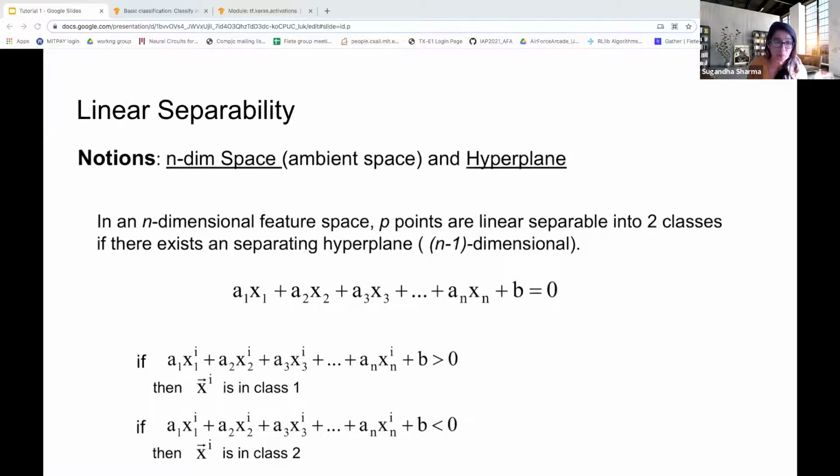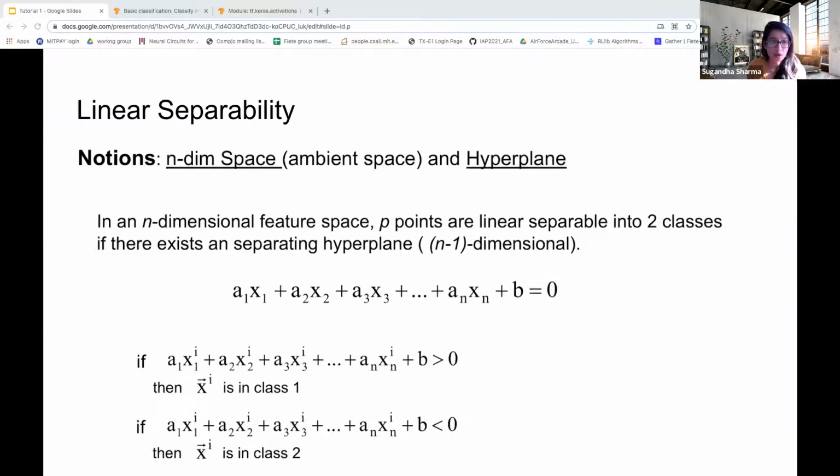Basically, given any point, let's say x vector, once you substitute xi in the equation of this plane, if it's positive, then your vector lies in one class. And if it's negative, then you can say that your vector lies in a different class, right? So here, vector x is representing each point p.